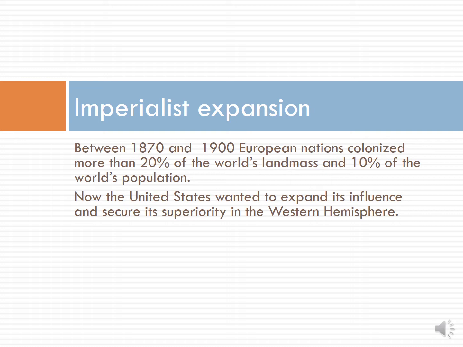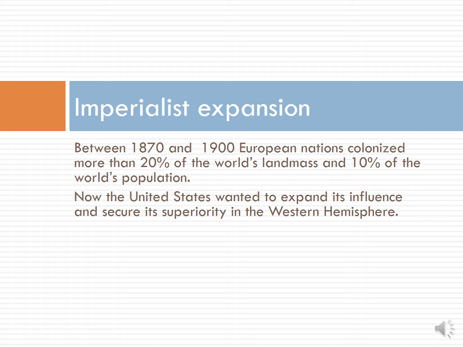So before we begin today, we're going to set up the environment that American imperialism happens in. It should be noted that European countries had been expanding into sovereign territories throughout the 19th century. Between 1870 and 1900, European nations will colonize more than 20% of the world's landmass and 10% of the world's population. A lot of this colonization is taking place in places like Africa and also in parts of Asia.